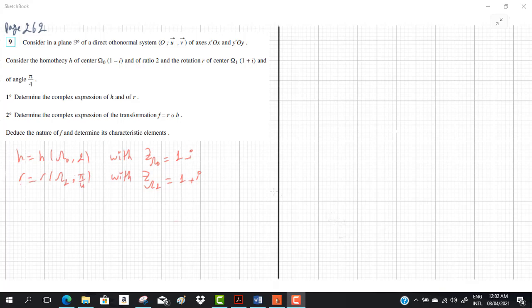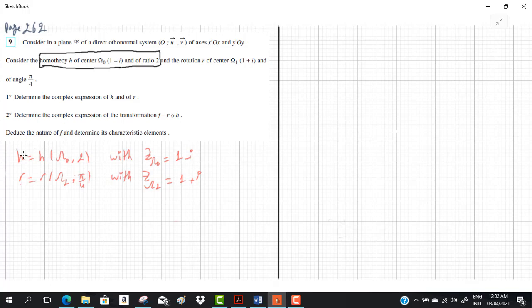السلام جميعا. نكمل نعمل number 9 page 262. Considering a plane P of direct orthonormal system OUV of axis x prime o x, y prime o y, we have the homothety H of center omega 0 and ratio 2.